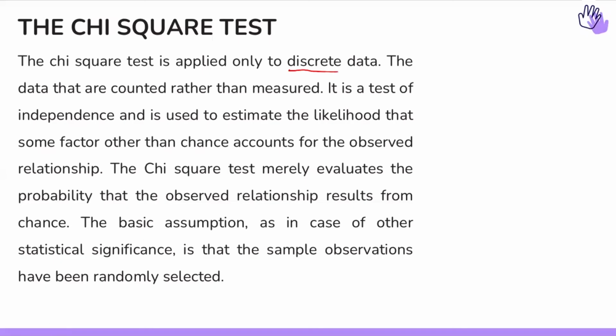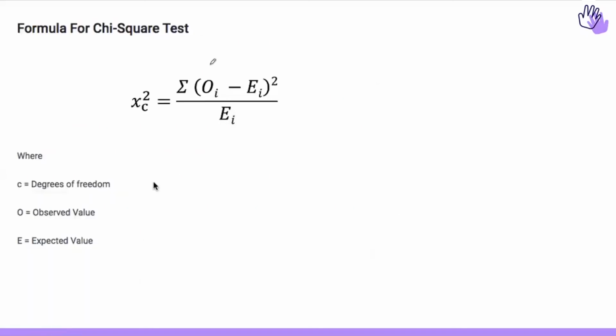Here is the formula for the chi-square test. Chi-square is equal to the summation of (Oi minus Ei) whole squared divided by Ei. Here C is the degrees of freedom, O is the observed value, and E is the expected value. For now, you have to remember these formulas.